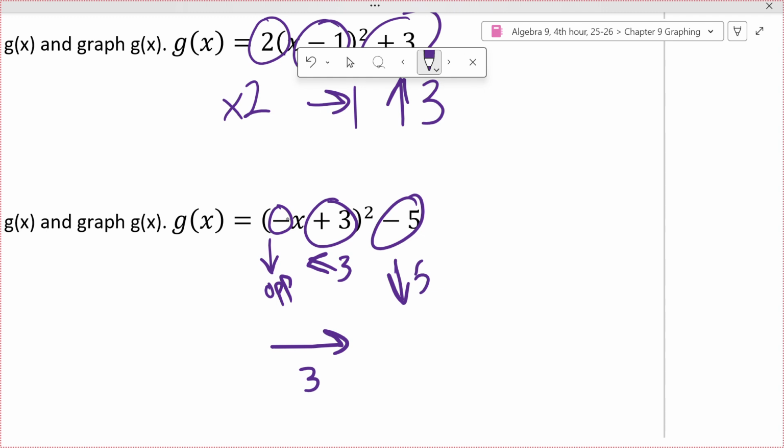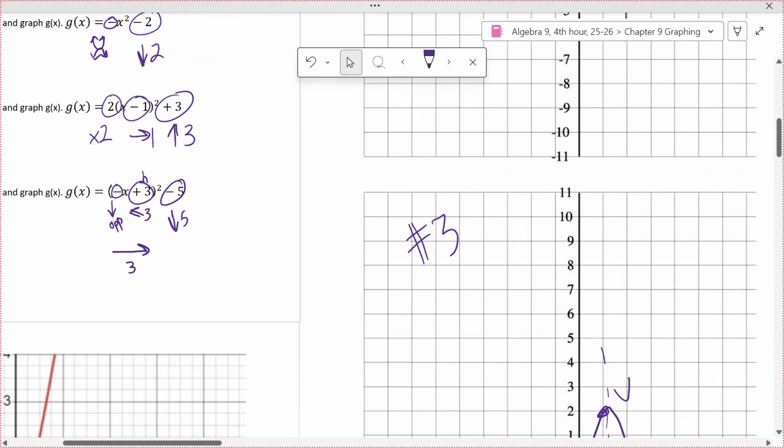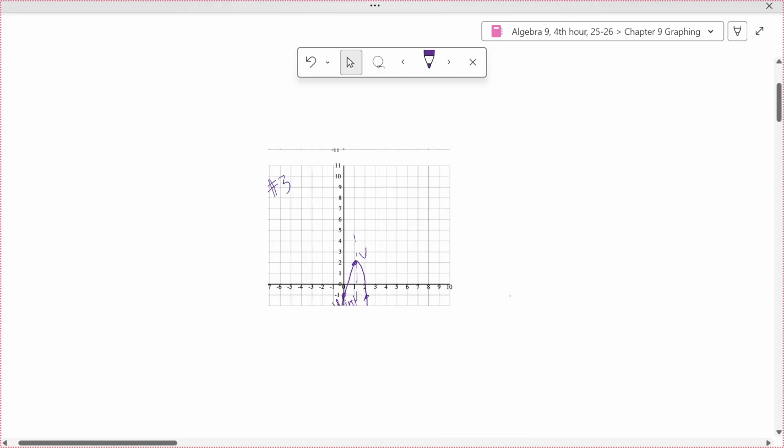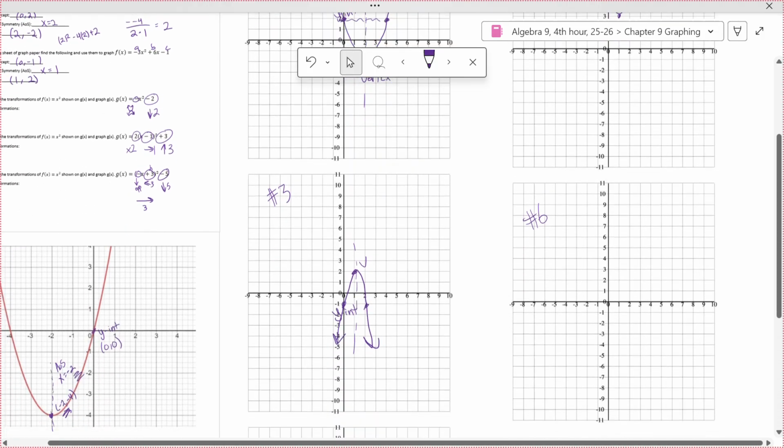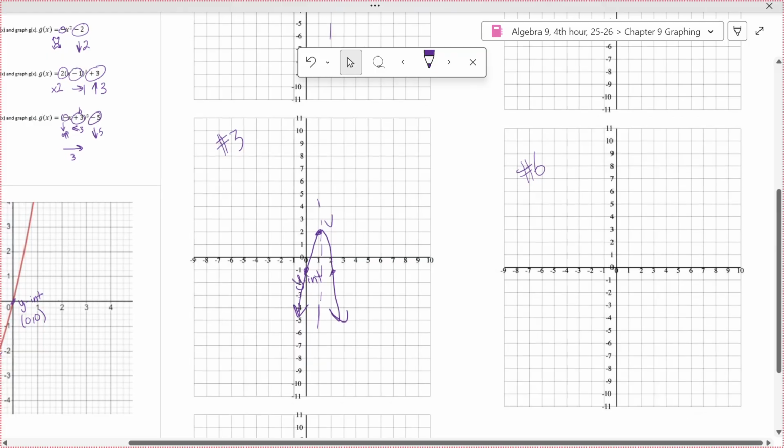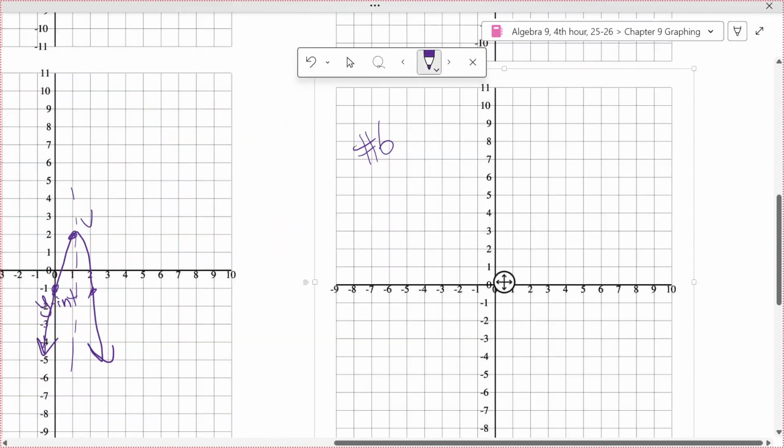Okay. I want to be clear that I've seen some people doing the opposite of both of these. It only does the opposite of H. So I'm still going -5. I'm still going down 5. I'm not going to go up 5. This negative inside the parentheses in front of the X only changes the H. So instead of going left 3, I'm just going to go right 3. And I'm still going down 5, regardless of whether there's that negative in front of the X squared or not.